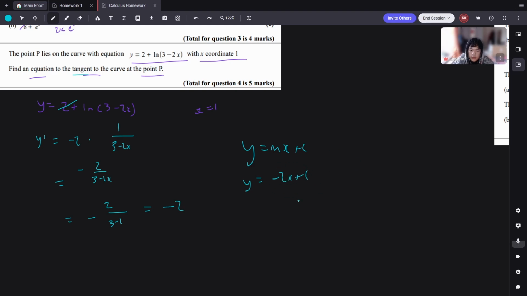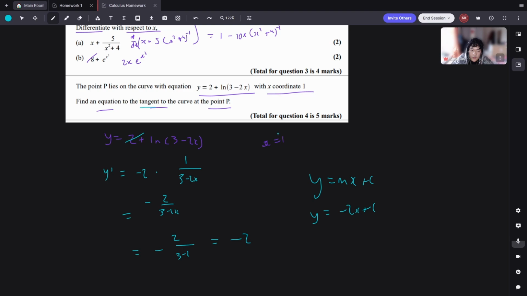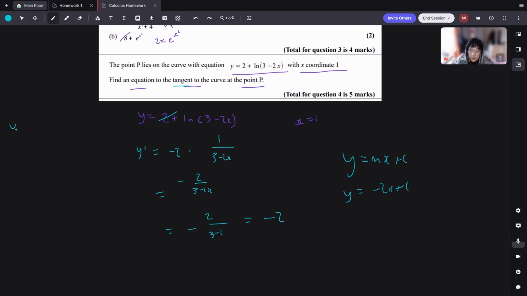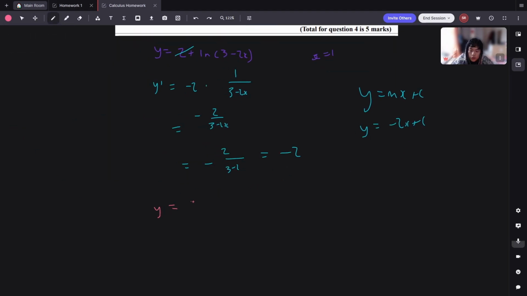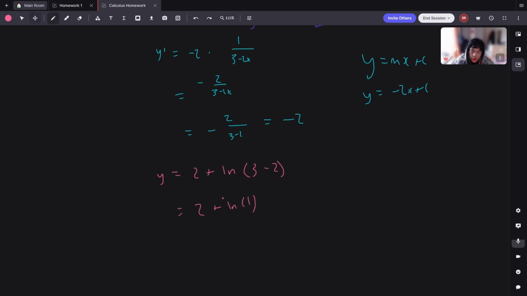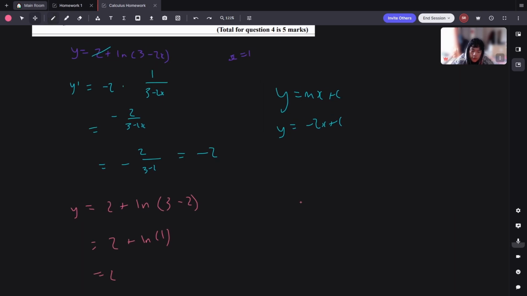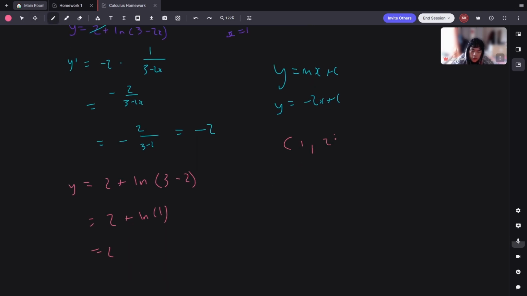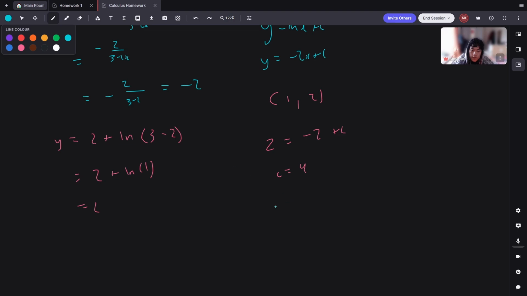And we need to find the c value. So if x equals 1 in that scenario, what does y equal? So at that point, y equals 2 plus ln of 3 minus 2, which equals 2 plus ln of 1. And ln of 1 is always going to be 0, so this equals 2. So the coordinates where they meet is 1 and 2. So we'll put that into this equation here. So this equals 2 times minus 2 plus c. So c equals 4. So the final equation is y equals minus 2x plus 4.